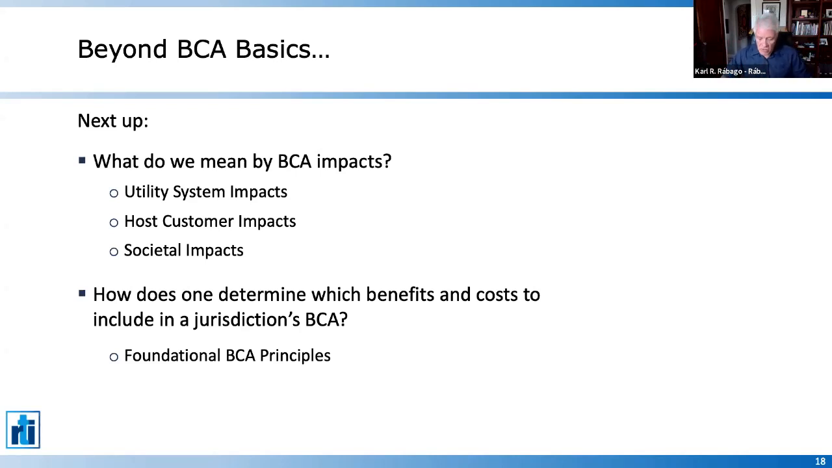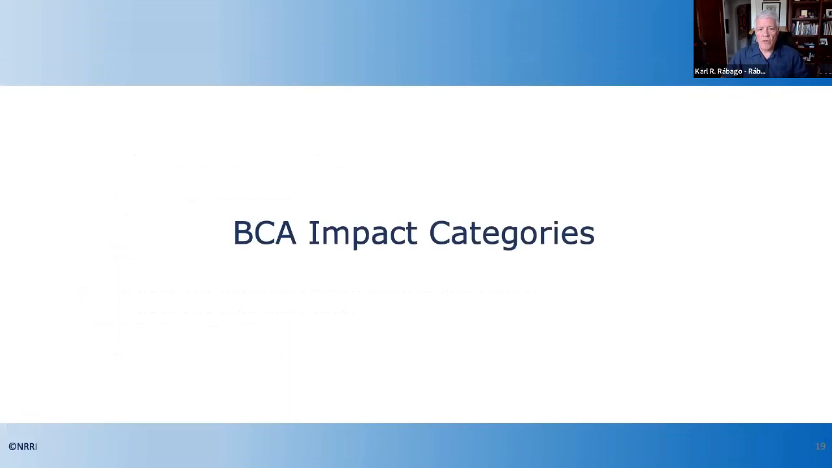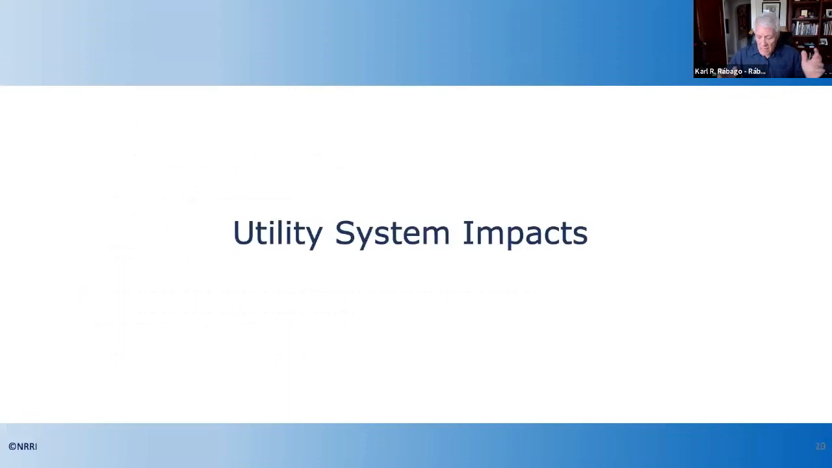And then we're going to get into the principles, as I promised, about how to put together the benefit cost assessment. So the impact categories come in. I'm going to talk about utility system impacts. I'm going to talk about host customer impacts. I'm going to talk about societal impacts.